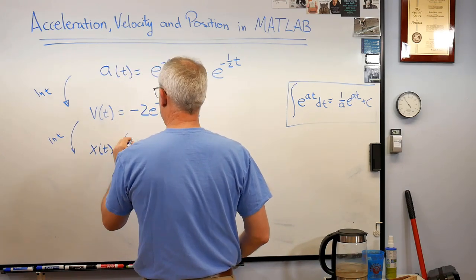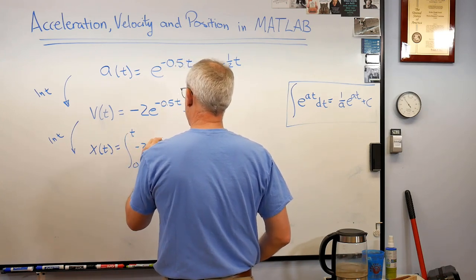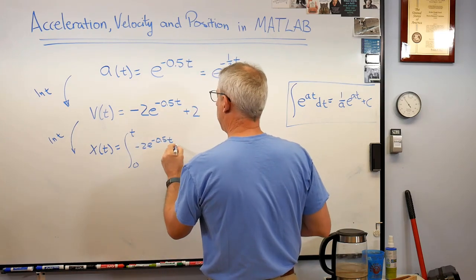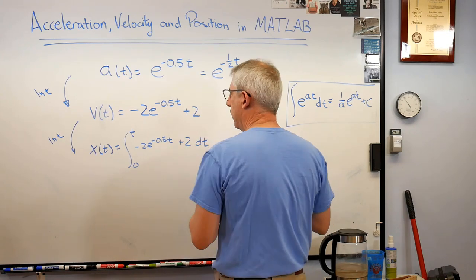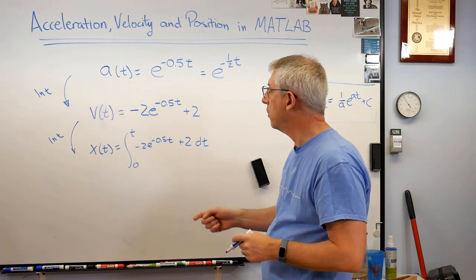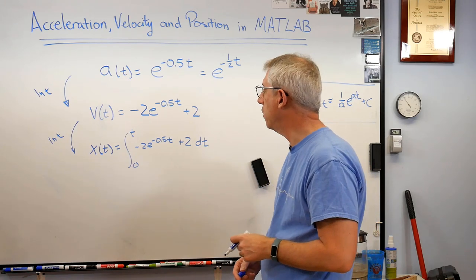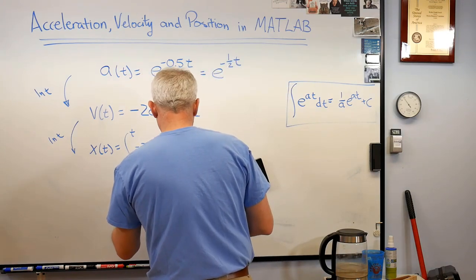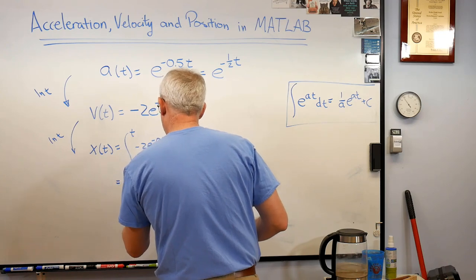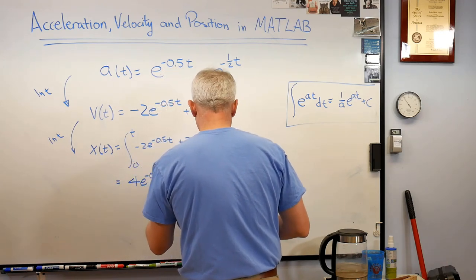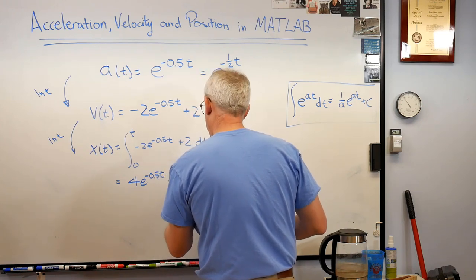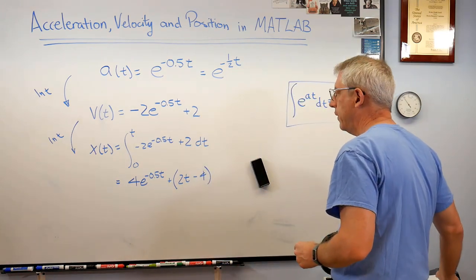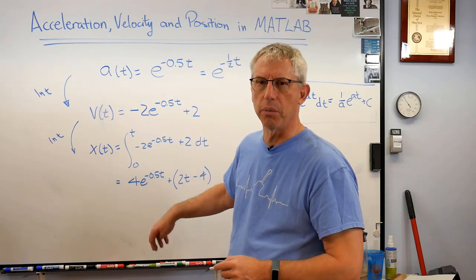So I've got to go from 0 to t again. Minus 2 e to the minus 0.5 t plus 2. Okay, let's do that. Now I'm going to grab my cheat sheet and write this integral out to keep the video going. All right, and this turns out to be 4e to the minus 0.5t plus 2t minus 4. So we've all seen this before. This is so easy a professor can do it.